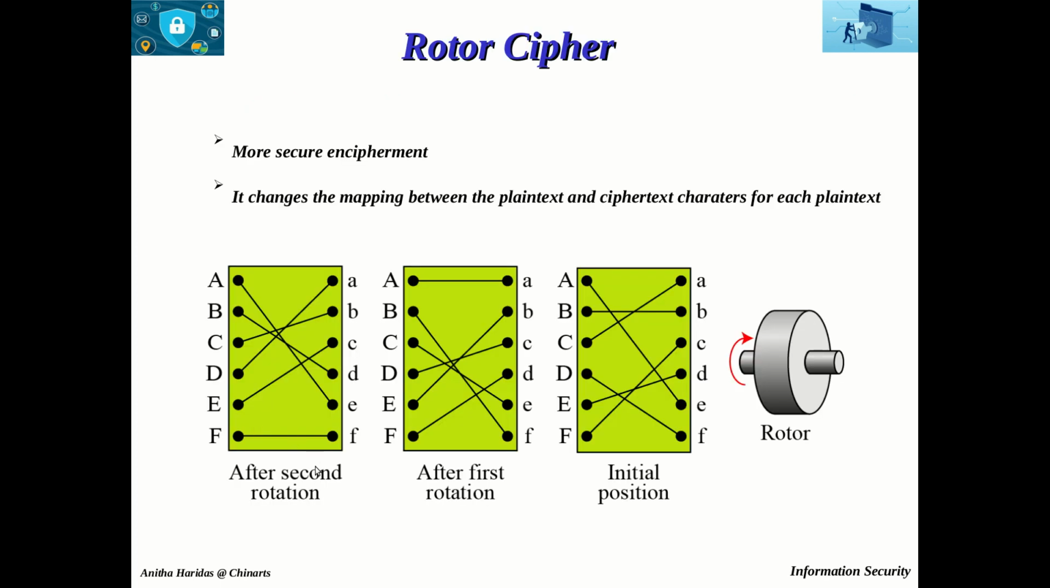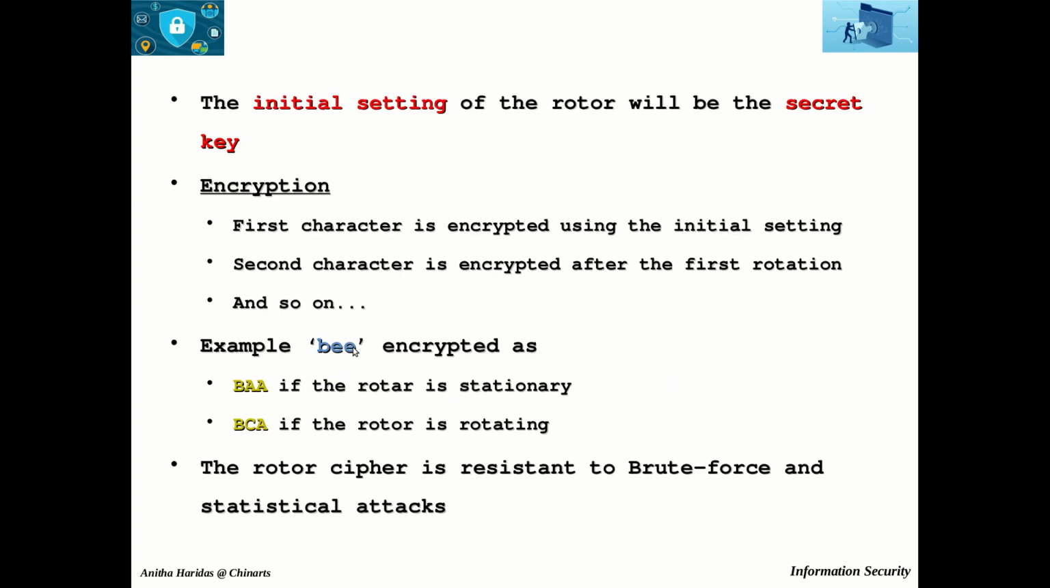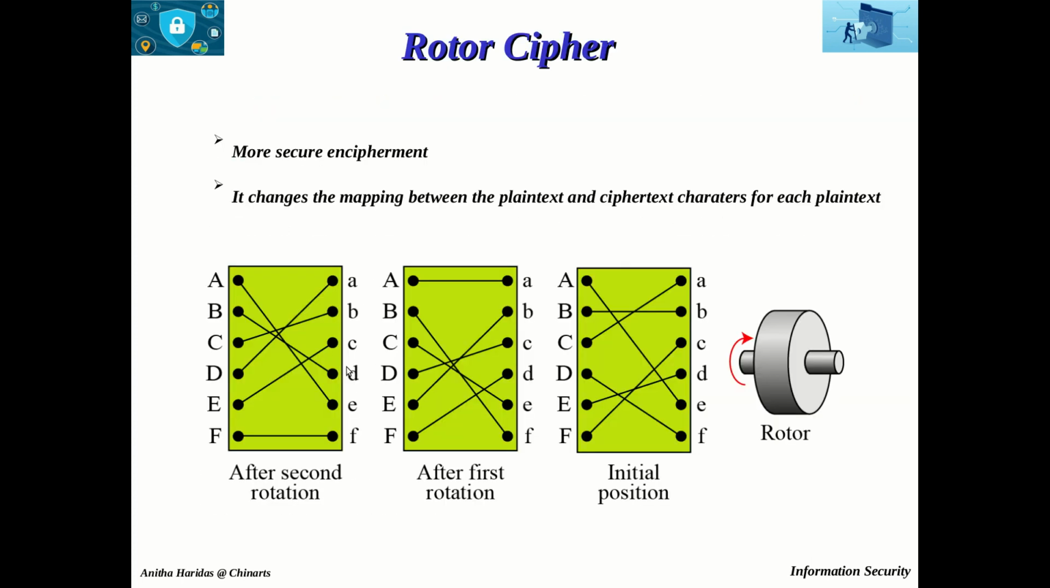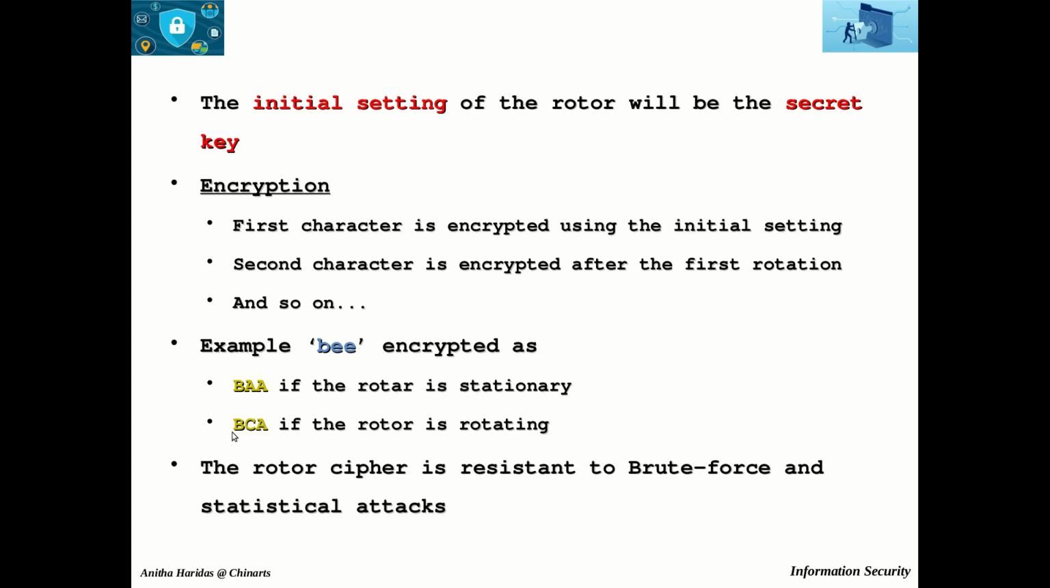Now the third character will be encrypted after the second rotation. What is the third character? E is the third character. So E will be encrypted to A. So the third character will be encrypted to A after the second rotation. So you will have BCA if the rotor is rotating. So this is how the text will be encrypted using the rotor cipher.